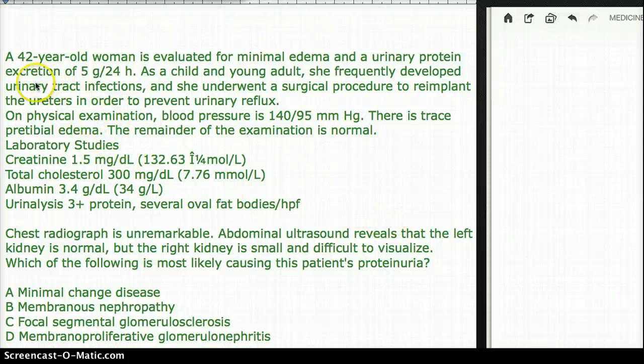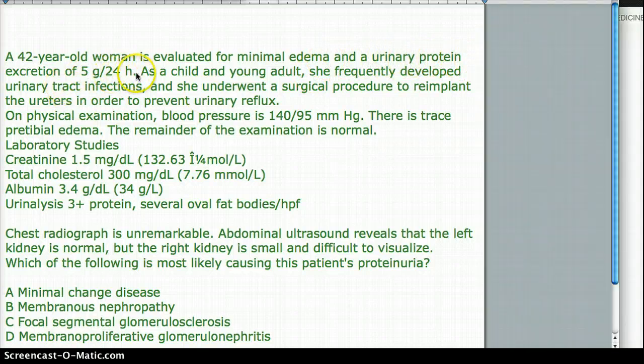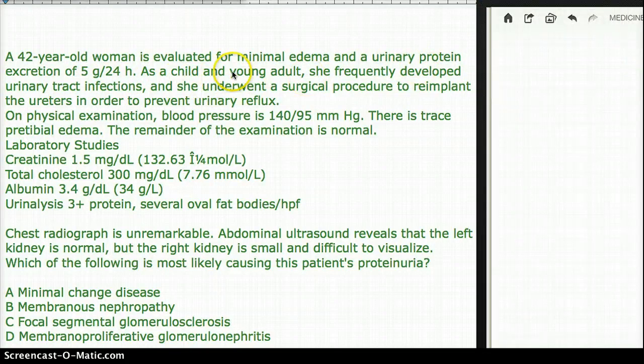In this question, a 42-year-old woman is evaluated for minimal edema and urinary protein excretion of 5 grams per 24 hour. As a child and young adult, she frequently developed UTI, and she underwent a surgical procedure to reimplant ureters in order to prevent urinary reflux. So she had a history of urinary reflux. This could be related, could not be related, but we have to take that into account.